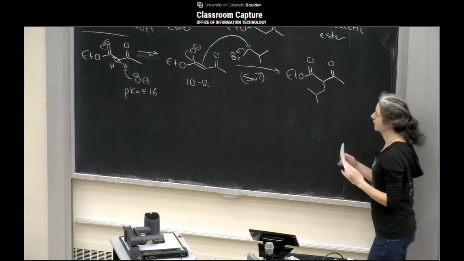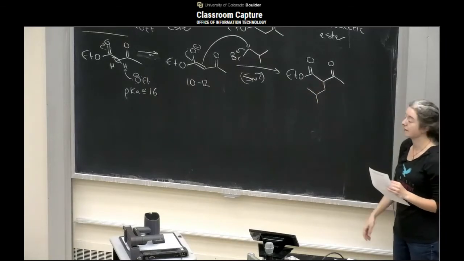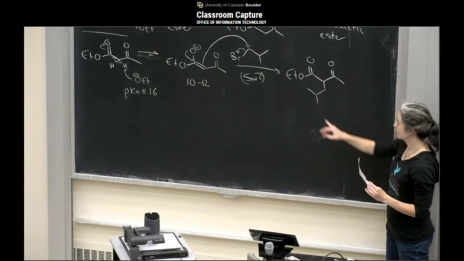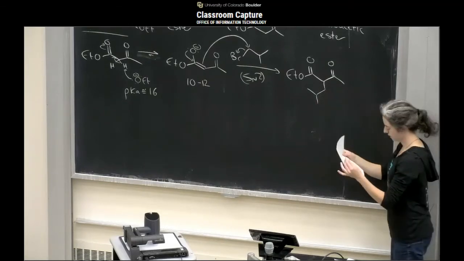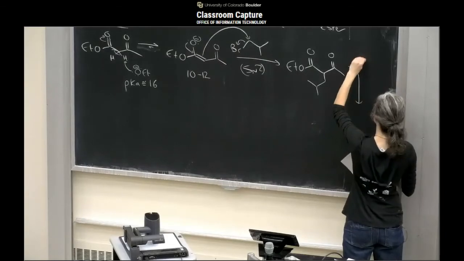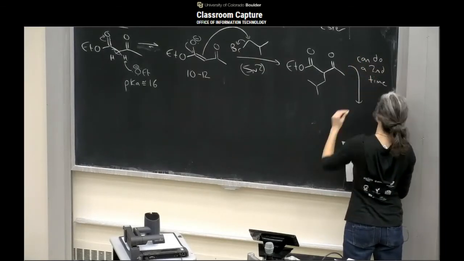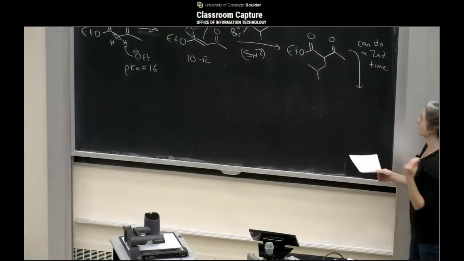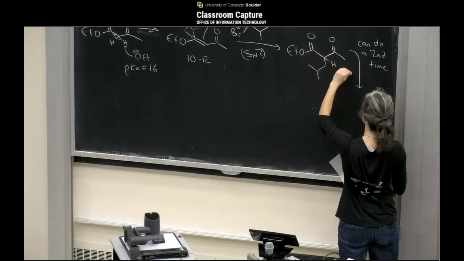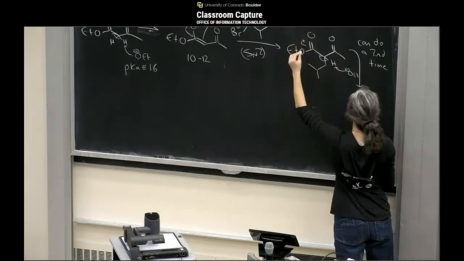There's no need to lock in the product or anything like we did for Claisen because the equilibrium is on our side already. But if we want, we can do a second round of this. We can hit this with EtO minus again, deprotonate, and make the enolate.